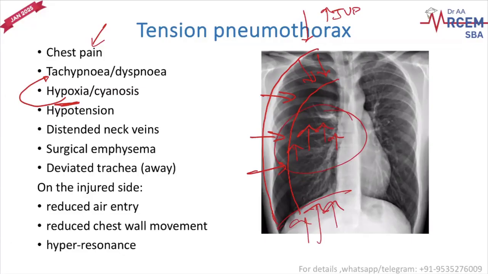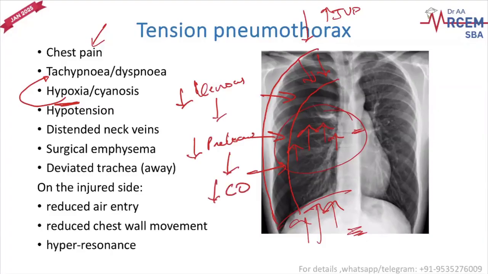Usually the flow is from high pressure to low pressure. Here the pressure is much lower compared to here. So it cannot go in the reverse manner, from a low pressure to a high pressure. So the venous return will decrease. If venous return decreases, that means there is a decrease in preload. If there is a decrease in preload, there will be a decrease in cardiac output, resulting in low blood pressure. That's why hypotension is most important for you to call it a tension pneumothorax.